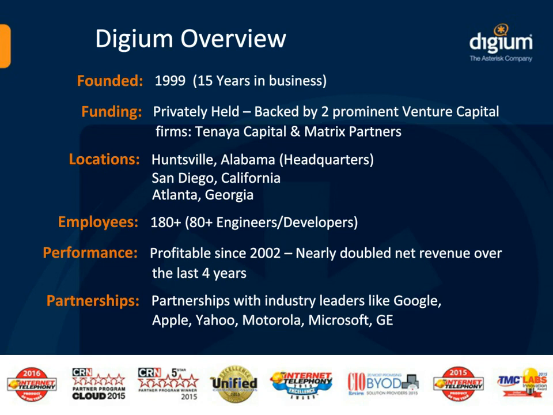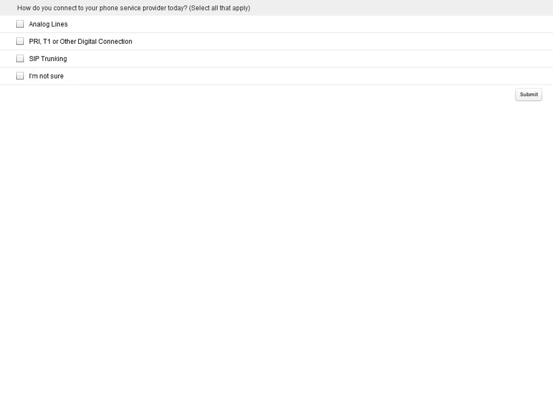Okay, enough about us. Let's dive into the SIP trunking content. I want to kick things off with a poll question. I just want to poll the group and see, how do you connect to your phone service provider today? Do you have analog connections, the older style POTS lines or plain old telephone system lines?